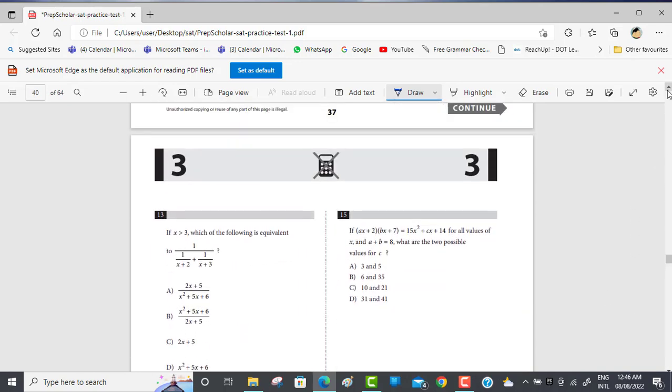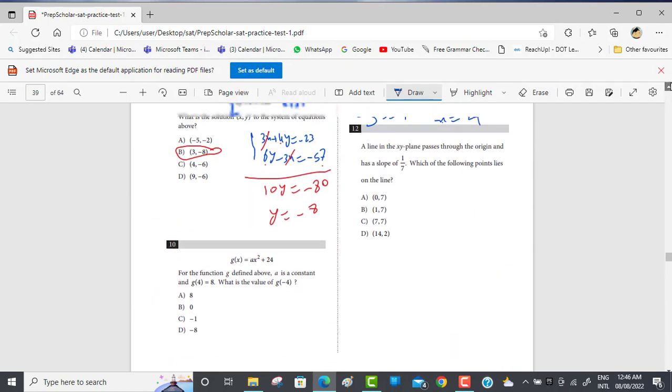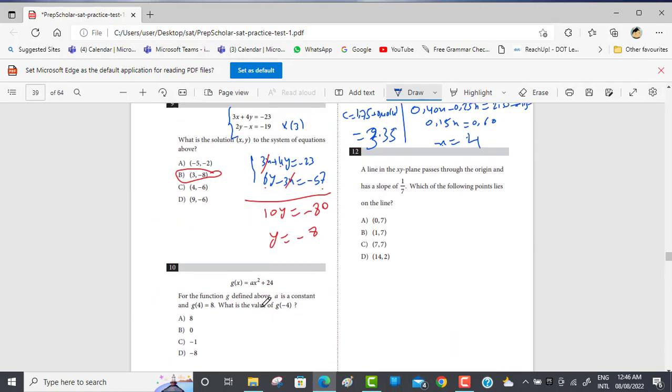Exercise number 12. Okay, let's do number 12. A line in the xy plane passes through the origin. We said before that any line passing through the origin has an equation y equal mx, where m is the slope. It has a slope of 1/7, so its equation is y equal 1/7x. Which of the following points lies on the line? I can start by replacing in the first equation.